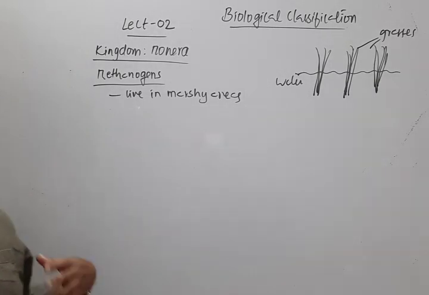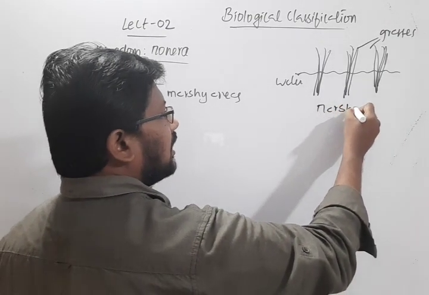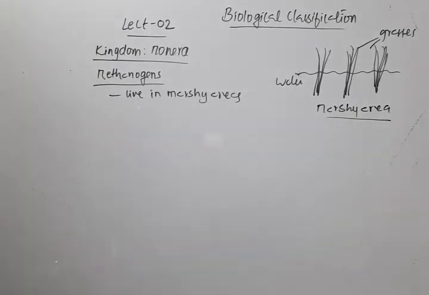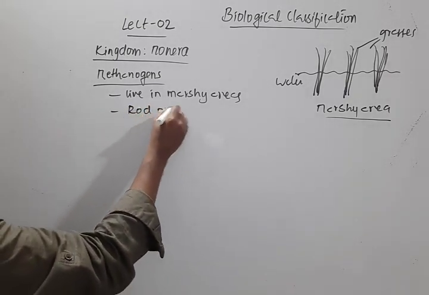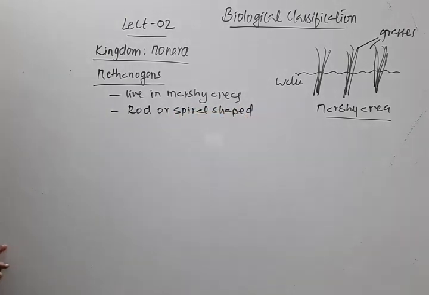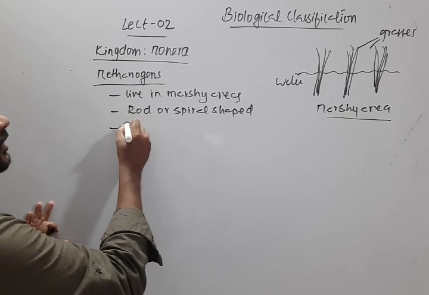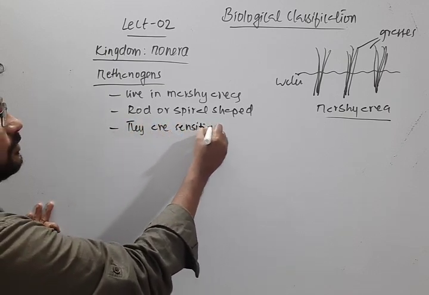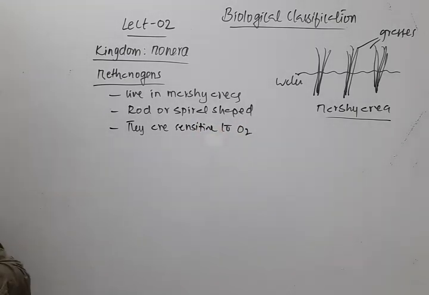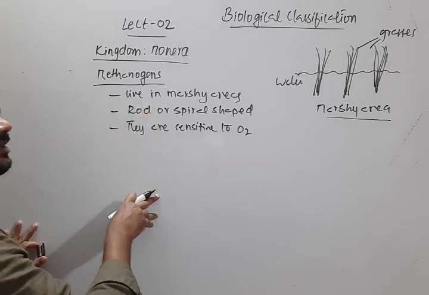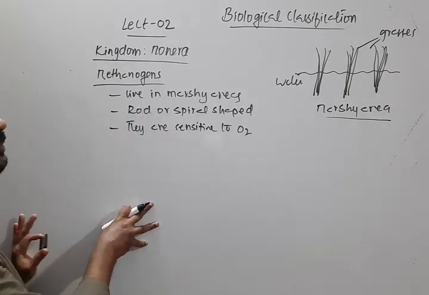These bacteria, the methanogens, grow in such marshy areas. They are either rod or spiral shaped bacteria, and they are sensitive to oxygen. Usually they don't like to live in the presence of oxygen, so they live in the absence of oxygen.